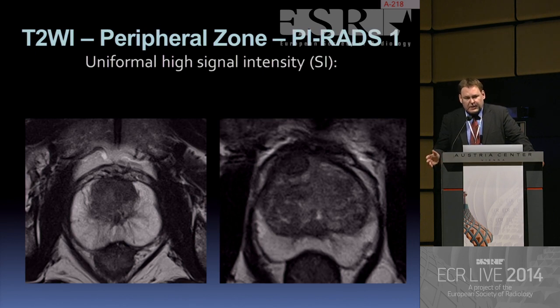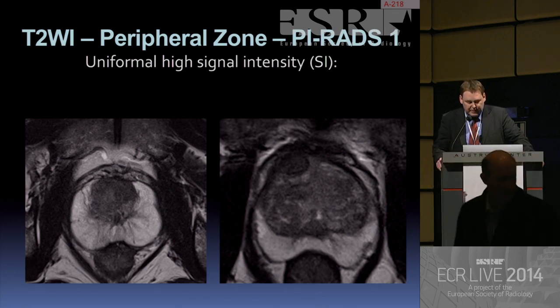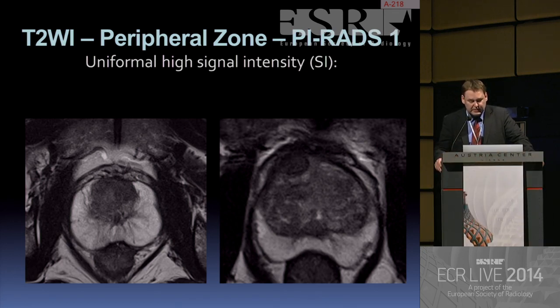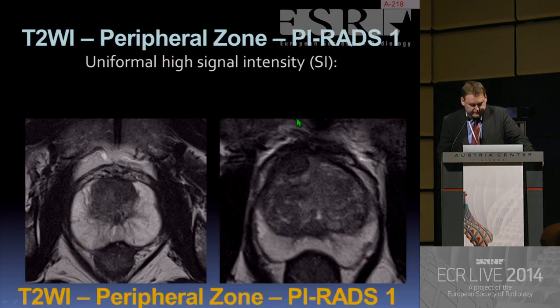The T2 classification for PI-RADS is divided in two, because the two most important parts of the prostate are the transitional zone and the peripheral zone. We are starting with the peripheral zone. It's de facto normal peripheral zone without any specific changes. It's PI-RADS 1.